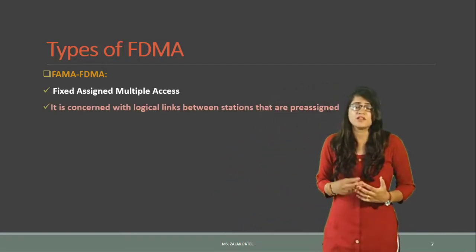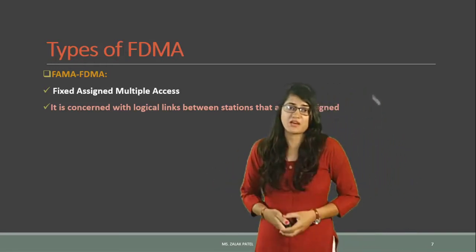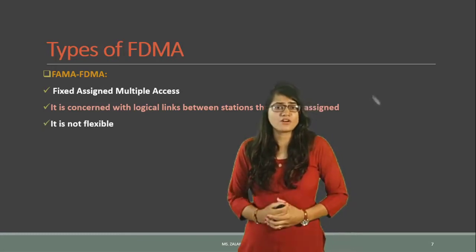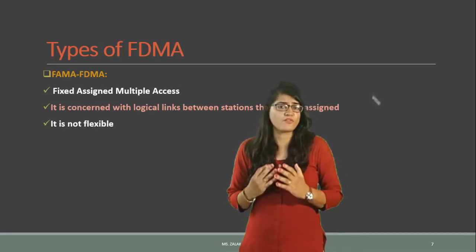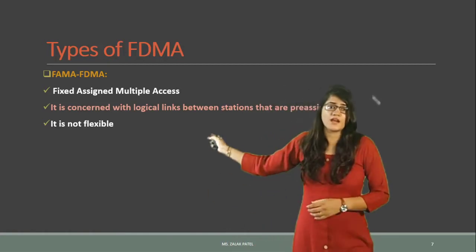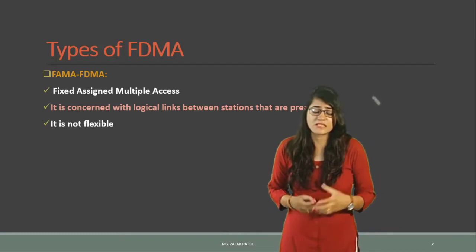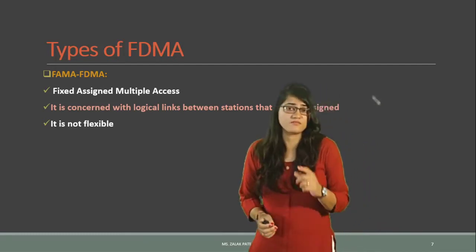Now it is concerned with the logical link between the stations, which means two base stations can be connected. It is not flexible because it is a predetermined set of channel allocation technique, and because of that it cannot provide flexibility to the system, which means another user cannot access the same set of channels.